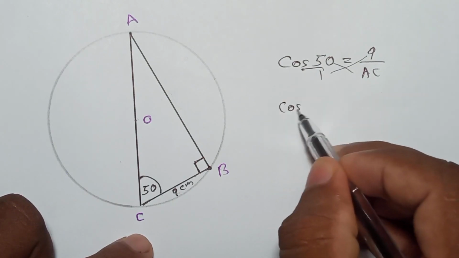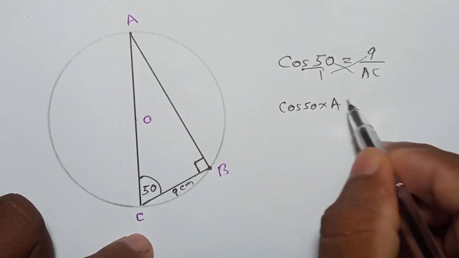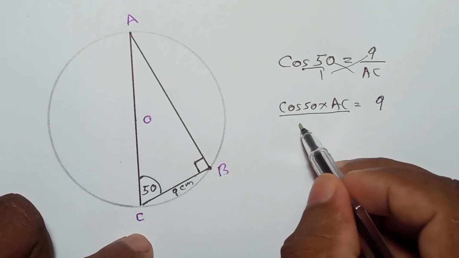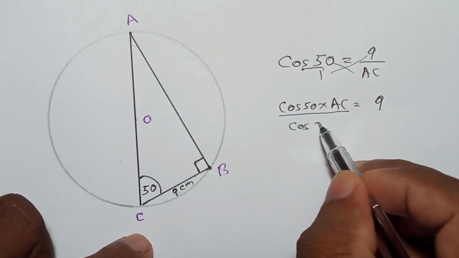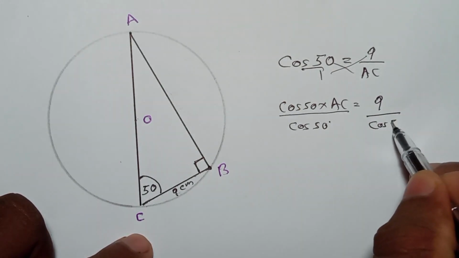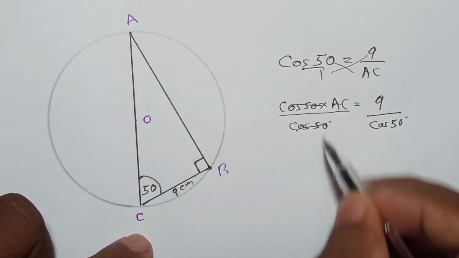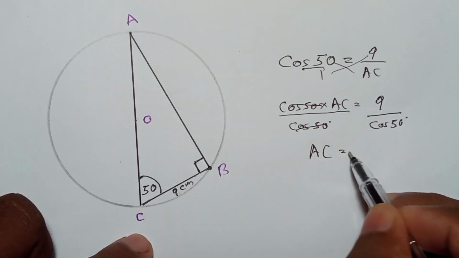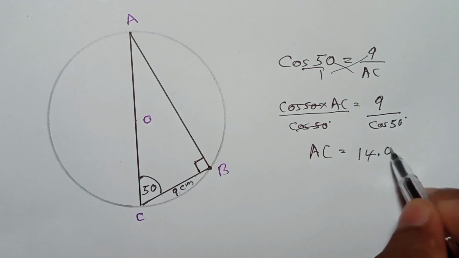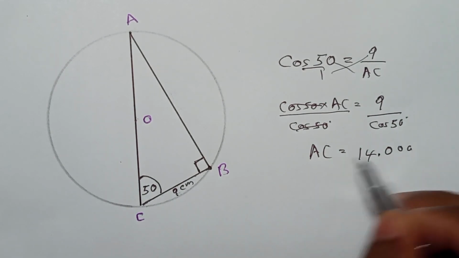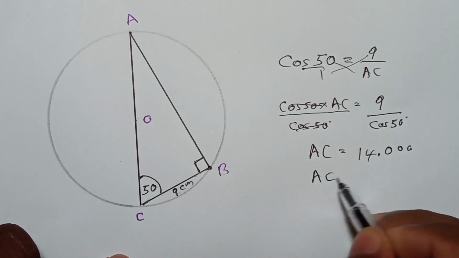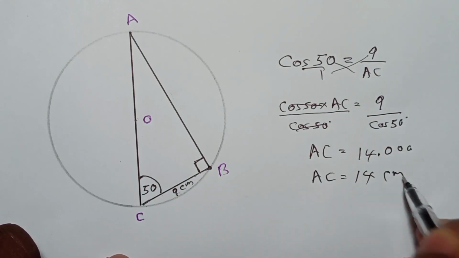Then we can apply cross multiplication. Here it will be cos 50 times AC equals 1 times 9. Then to get AC, divide both sides by cos 50. Now your AC value will be like 14.00. So we can round off to a whole number, like 14 centimeters.